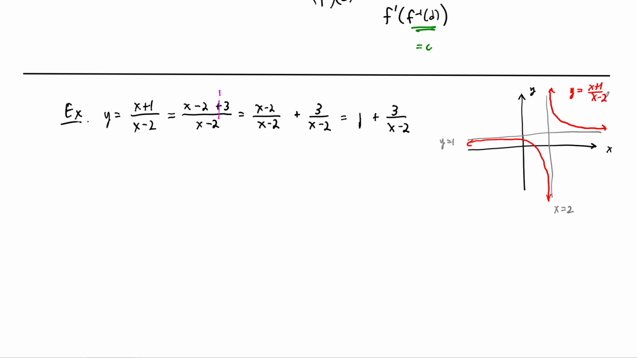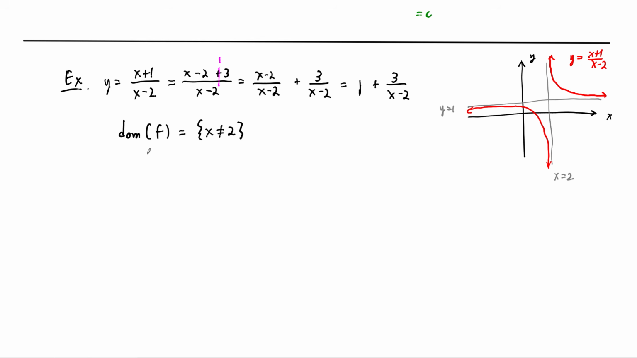All right, let's now take a moment to find the inverse function of this curve. So by the way, let's call this f, right? The domain of f is the set of all points except x equals 2. So it's the set of all x not equal to 2. Every other point is in the domain though. And this is for our f(x) equal to (x + 1)/(x - 2).